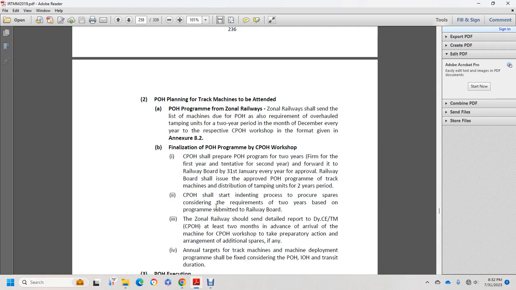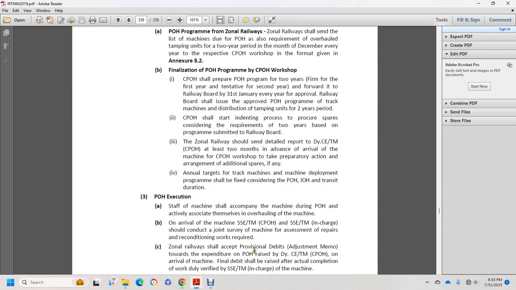The zonal railway should send the details of the report to the Deputy Chief Engineer of track machines. The central periodic overhaul workshop should be informed at least 2 months in advance of the arrival of the machine, to make preparations and arrangements for additional spares, if any. In the annual target of the track machine, the deployment program shall be fixed considering the periodic intermediate overhaul and transit duration.